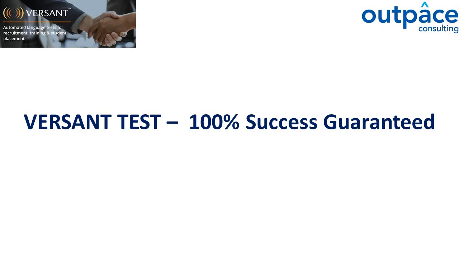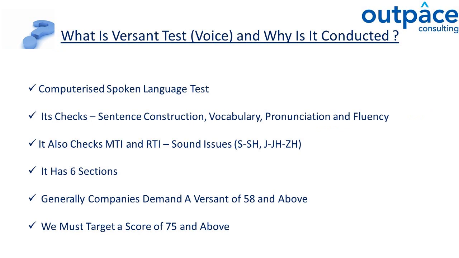So let us first understand what a Versant test is all about. It is basically a computerized spoken language test in which we judge a candidate on the basis of their communication skills, which is further subdivided into pronunciation skills, fluency, vocabulary, and sentence construction. This test has 6 sections and takes about 15 to 17 minutes, and the companies are generally looking for a score of 58 and above. So let's see how the test basically begins.